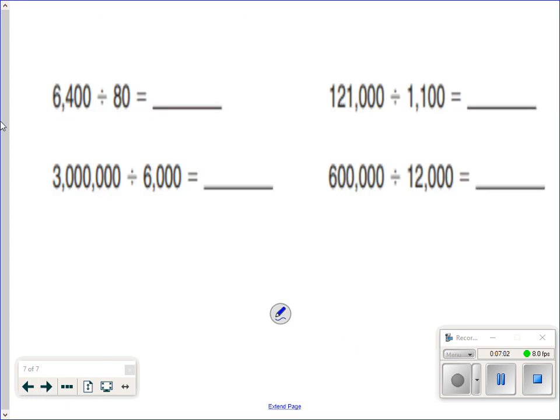So we got some practice. Remember, just like last time, you can have some scratch paper out. Go ahead and press pause and press play to see how I do. But I want you to try and work these things out, see how you do. If this is really hard for you, we have to spend some time working on our math facts.